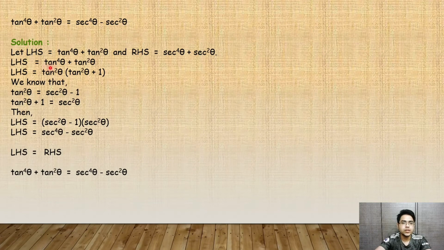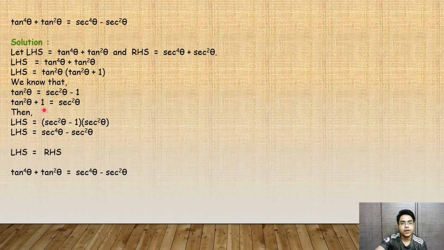Now in LHS, tan⁴θ plus tan²θ is there. We'll be taking the tan²θ term common out. So we'll be getting tan²θ into (tan²θ plus 1). We know the formula that tan²θ is equal to sec²θ minus 1, and tan²θ plus 1 is equal to sec²θ. It is the second trigonometric identity.